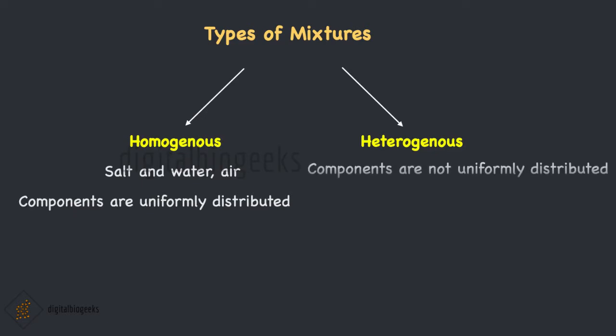On the other hand, in a heterogeneous mixture, the components are not uniformly distributed. When we mix oil and water, it is a heterogeneous mixture as the oil is not evenly distributed in water. Salt and pepper is a heterogeneous mixture.